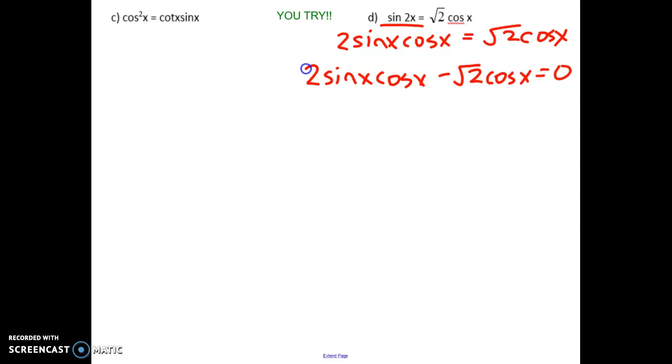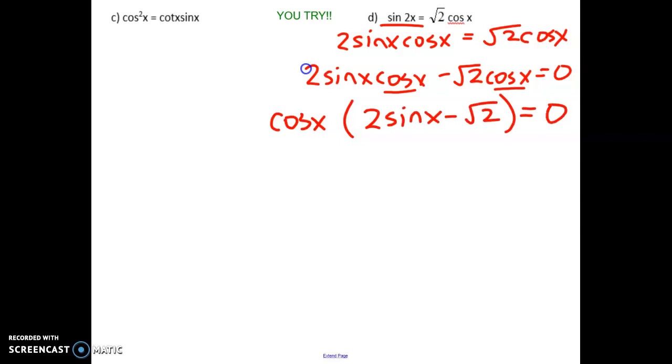And now I'm going to see if there's something that I can factor. Is there something common that I can factor? Cosine, right. I see that there's cosine in both of these pieces. So I can factor the cosine out. And then I'm left with 2 sine x minus root 2 equals 0.